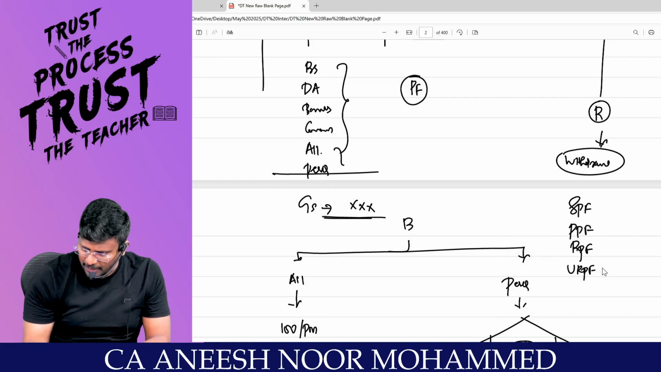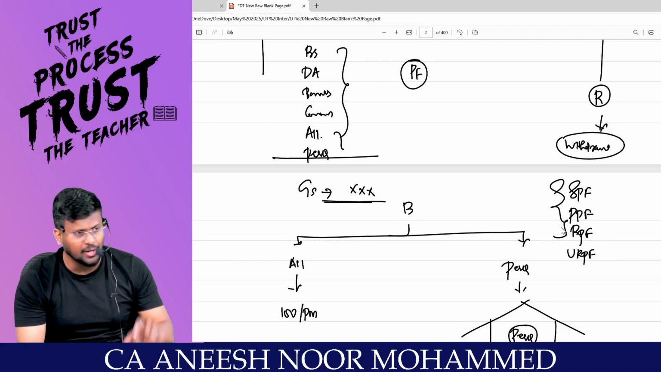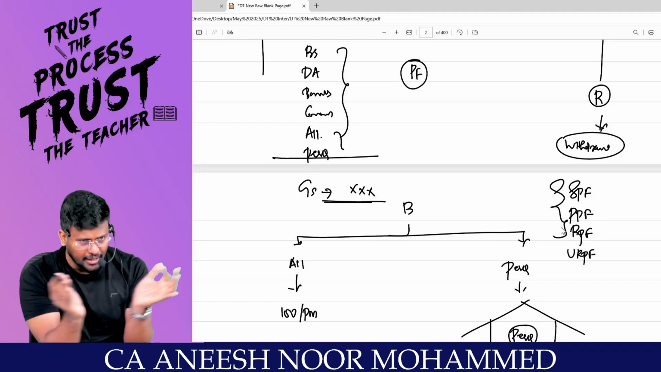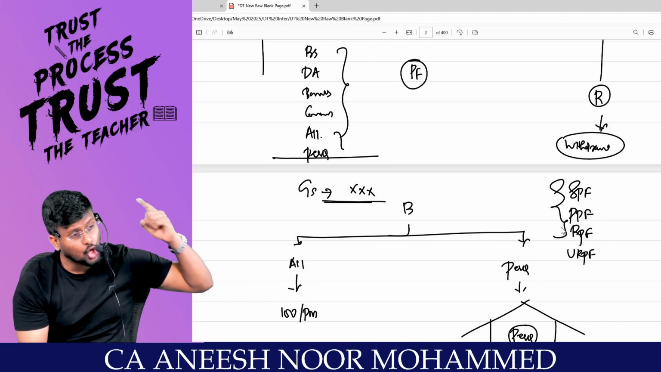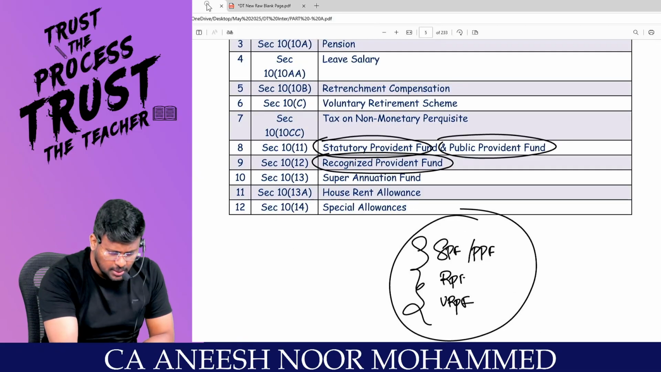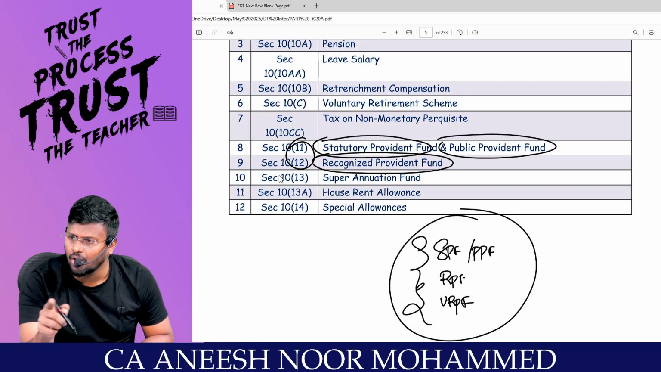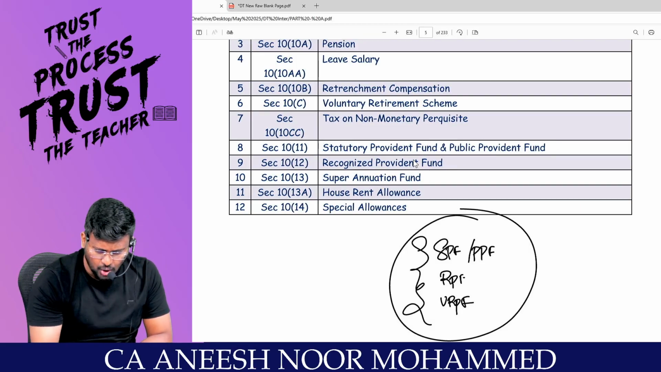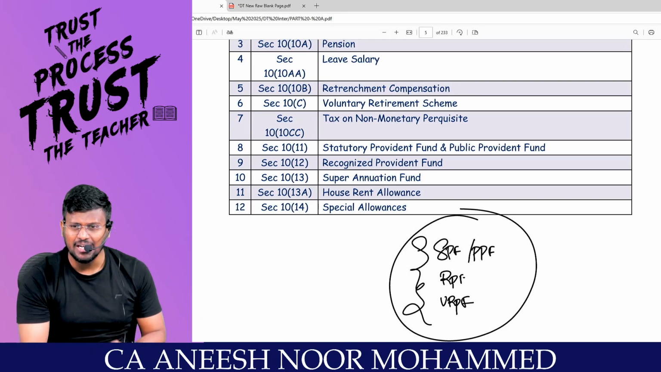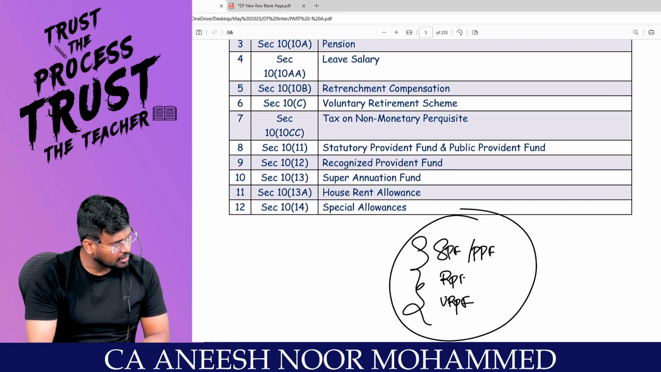So what government is saying is that if you are investing your money in the Statutory Provident Fund, Public Provident Fund or Recognized Provident Fund, and if you are accumulating your money and withdrawing at the time of retirement, then it will be exempted under section 10(11) or 10(12). Section 10(11) is talking about Statutory Provident Fund or Public Provident Fund, whereas 10(12) is talking about Recognized Provident Fund. Are you getting it?